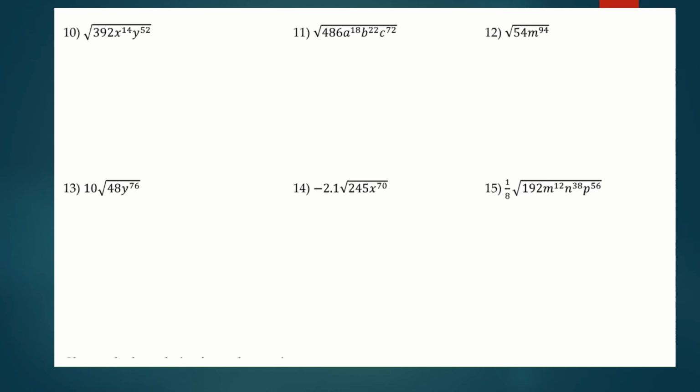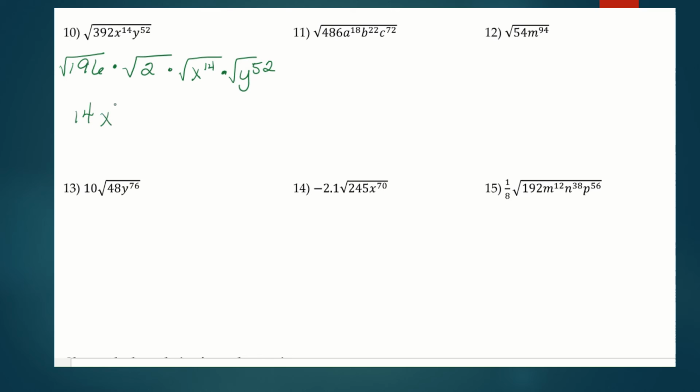All right, so looking at the square root of 392, I can split this up into the square root of 196 times the square root of 2 times the square root of x to the 14th times the square root of y to the 52nd. And if I go ahead and simplify everything, I'm left with 14 x to the 7th, y to the 26th power, root 2.